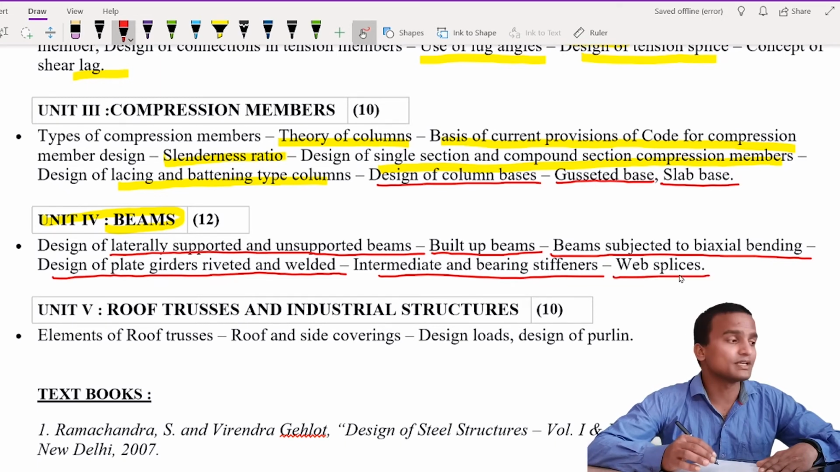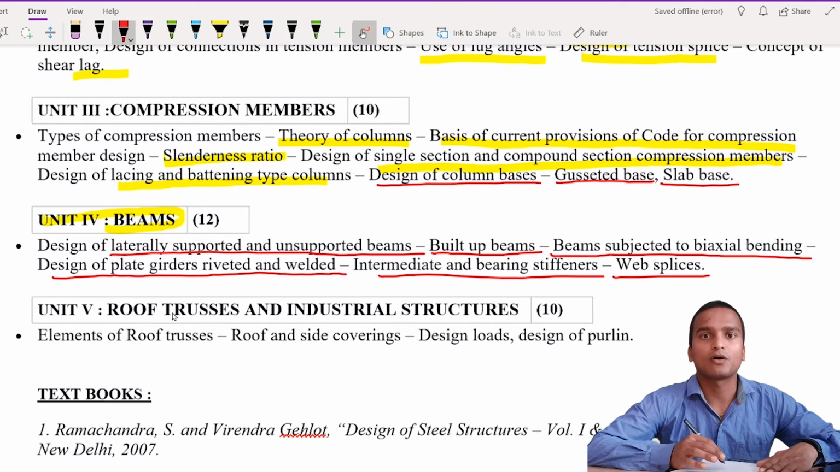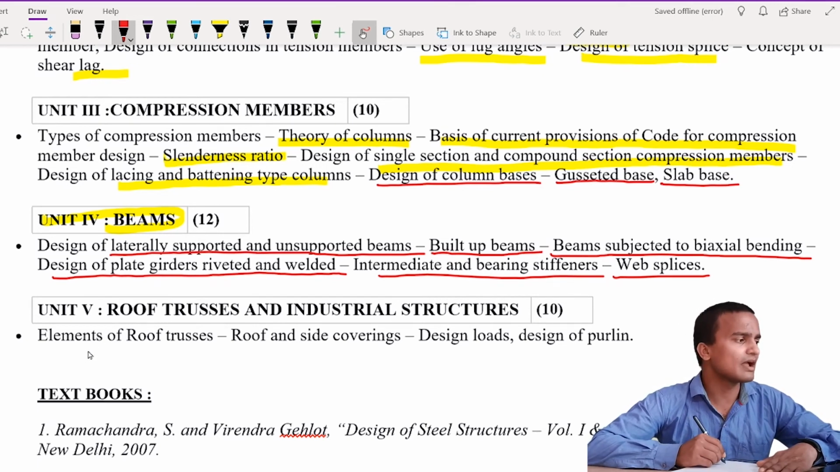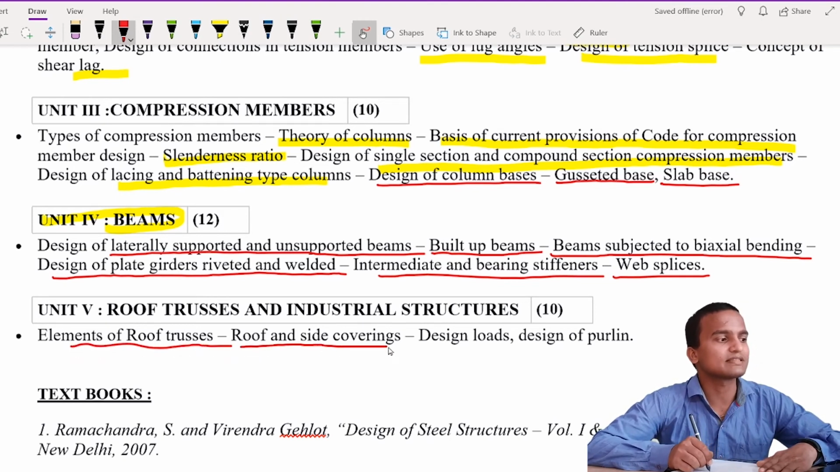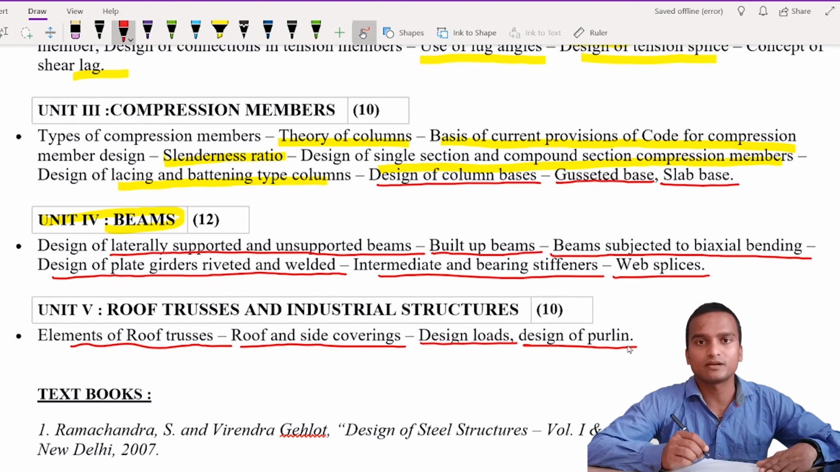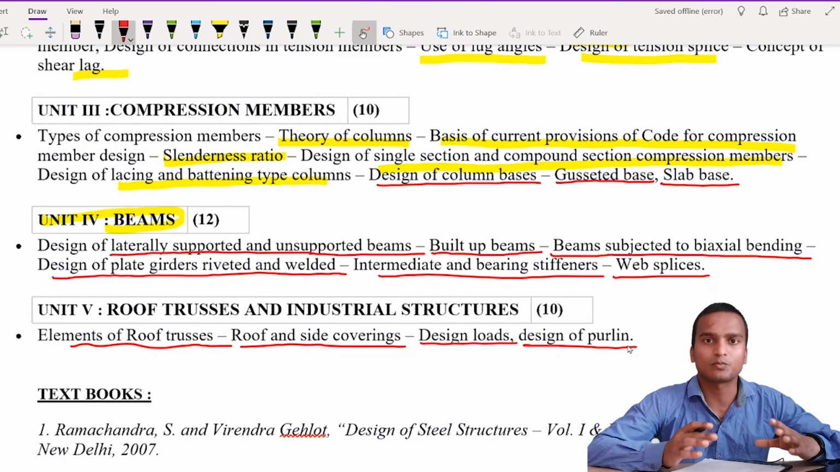And the last unit is roof trusses and industrial structures. Basically this fifth unit is the application part of the entire 4 units that we have discussed till now. There I will try to discuss elements of roof trusses, roof and side coverings, the design loads, and the design of a purlin. Purlin is a special kind of element in roof trusses that we will discuss, and we can have some small projects if possible in the 5th unit. So this was all regarding the syllabus.